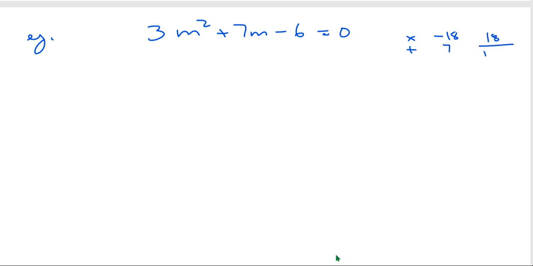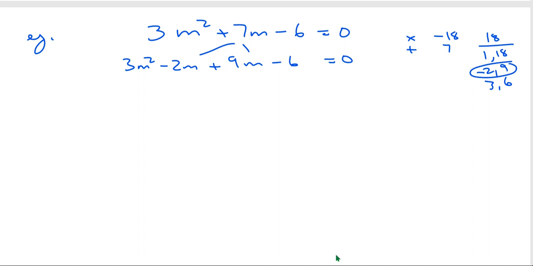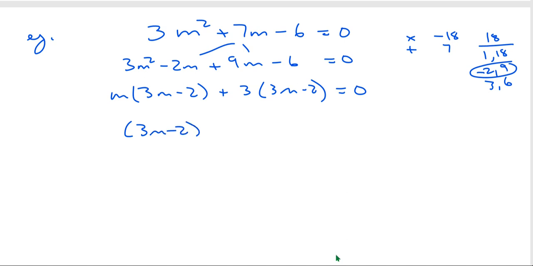Let's see what goes into 18. 1 times 18, 2 times 9, 3 times 6. That's it. Oh, 2 times 9 works. Okay, but they have to add to positive 7, which means the 2 will have to be negative. 3m squared minus 2m plus 9m minus 6 equals 0. So I've decomposed the middle term, the 7m, into two parts, right? Factor this: m times 3m minus 2 plus 3 times 3m minus 2 equals 0. And now I'm left with 3m minus 2 times m plus 3 equals 0.